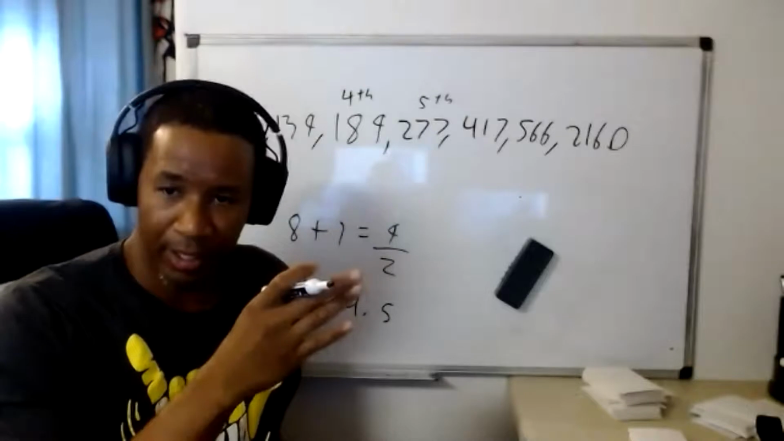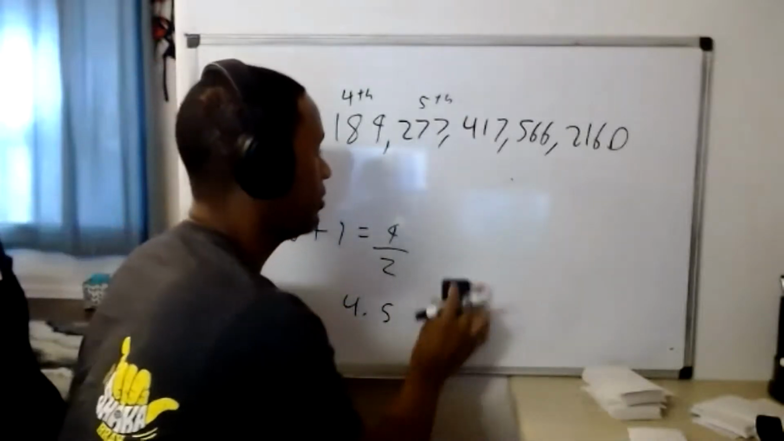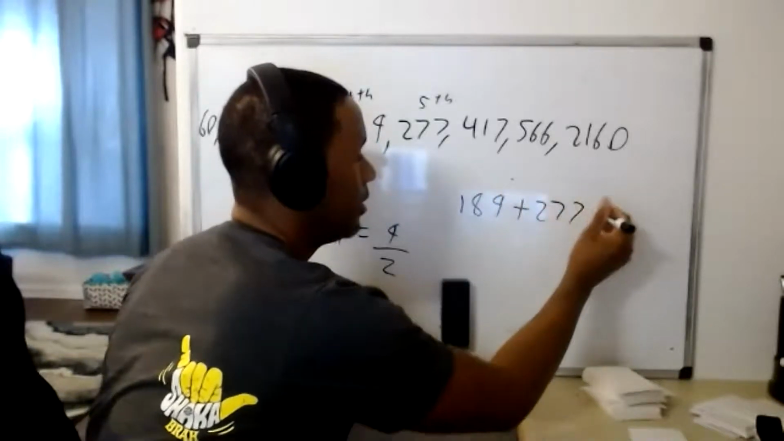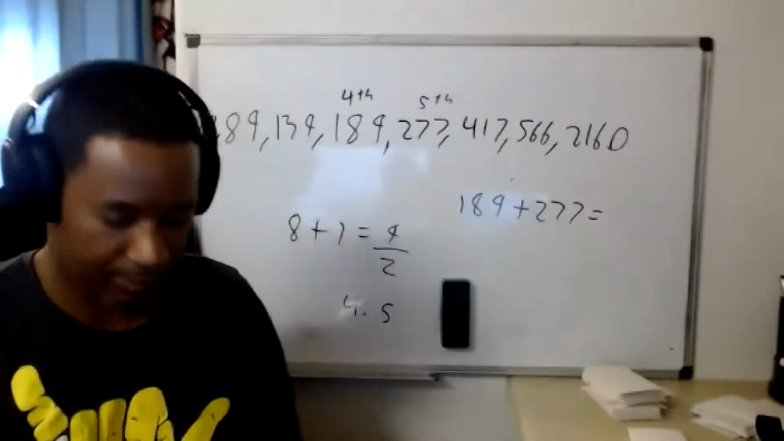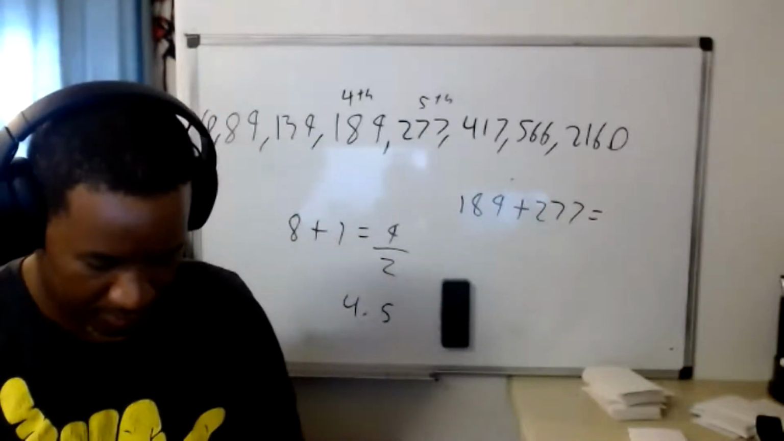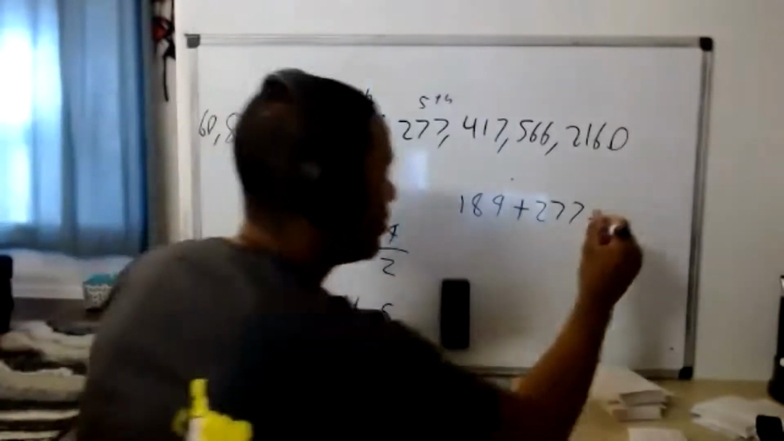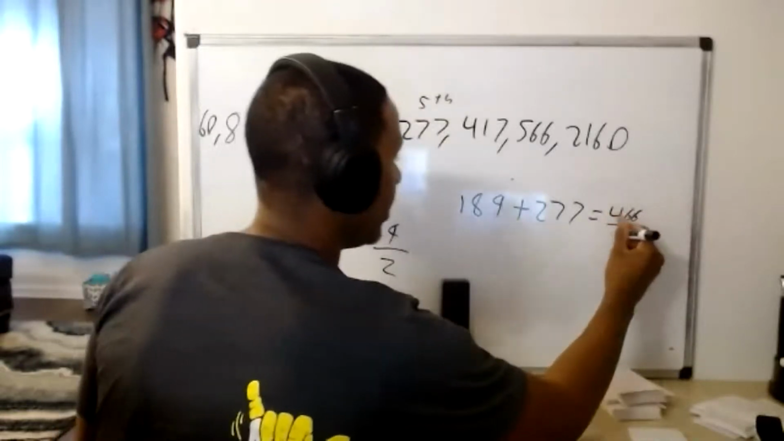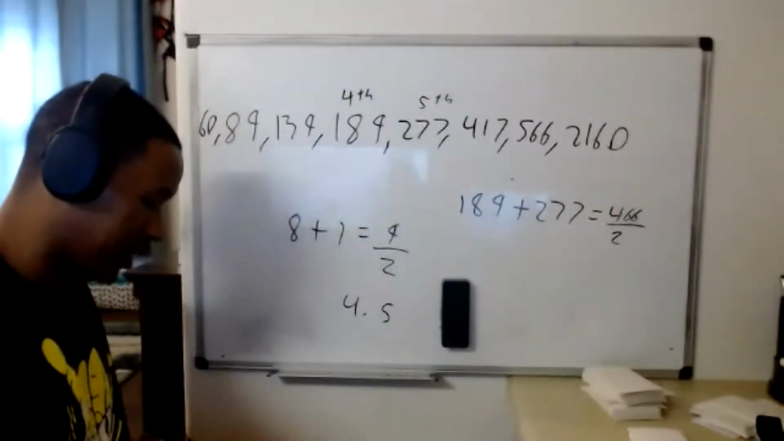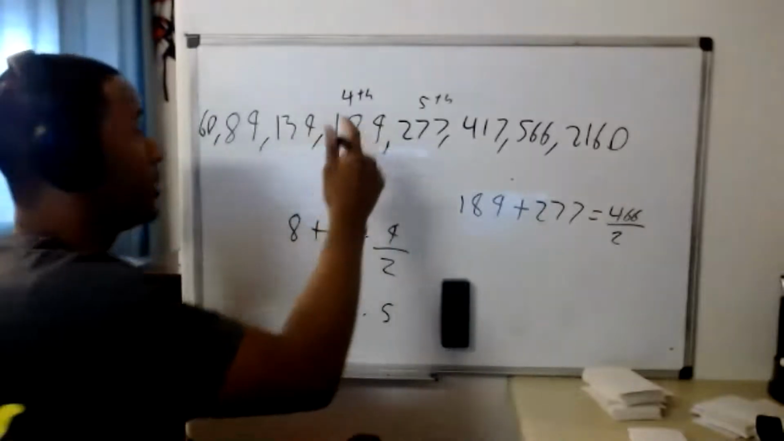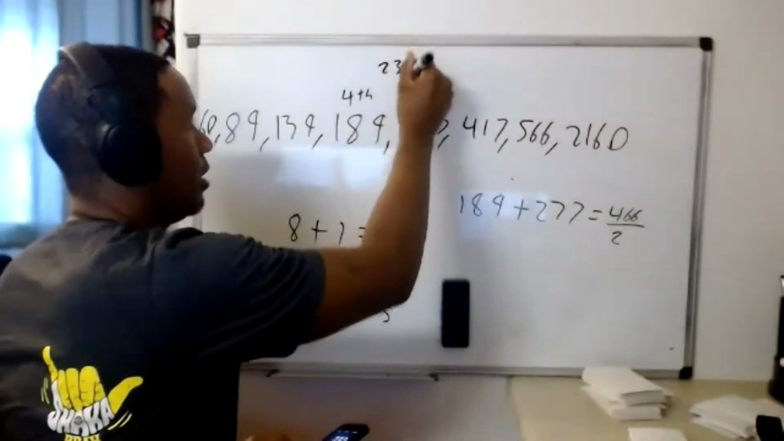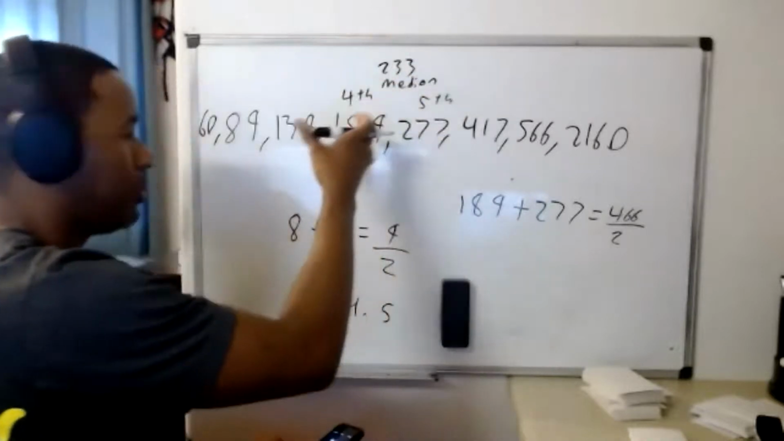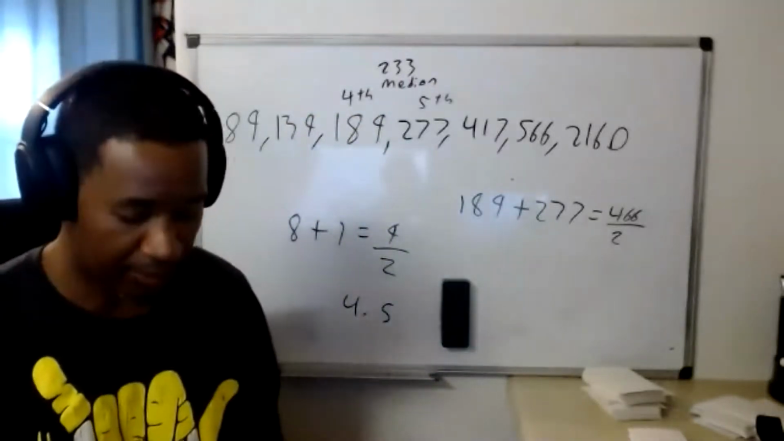What you're going to do is take 189, add it to 277. So 189 plus 277 gives us 466. Now you take this 466 and divide it by 2, and you get 233. So 233 is our median. It is the exact middle point between 189 and 277.